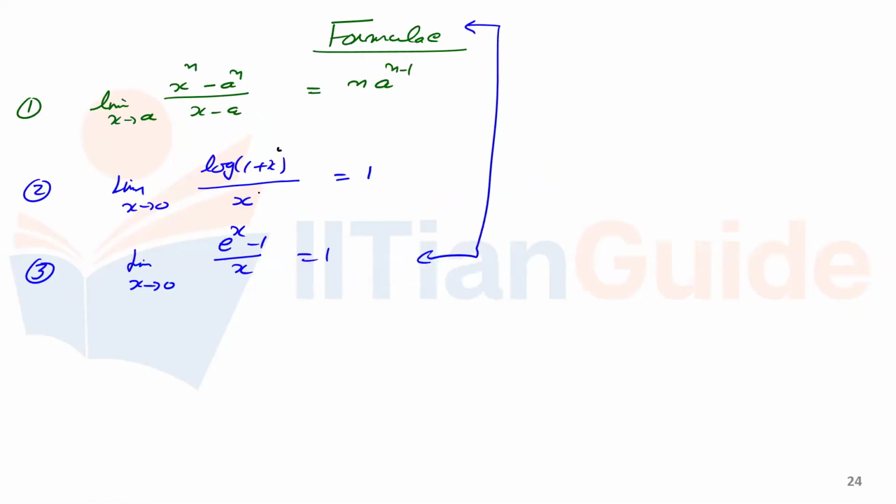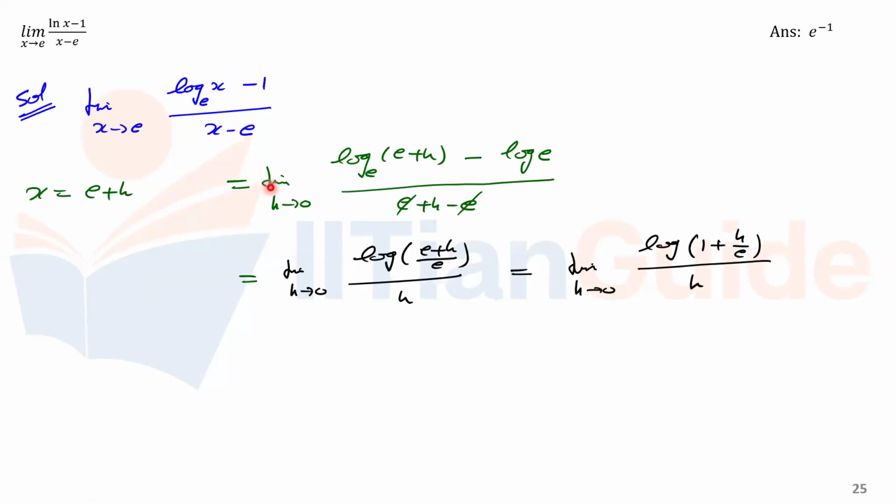that is 1. But both the x should be the same. But here I am having h by e, here I am having e. So I am doing a manipulation. I am just writing it to be h by e multiplied by e. This term has become a formula that is 1, multiplied by 1 by e. 1 by e is left. So my answer is 1 by e or e power minus 1.